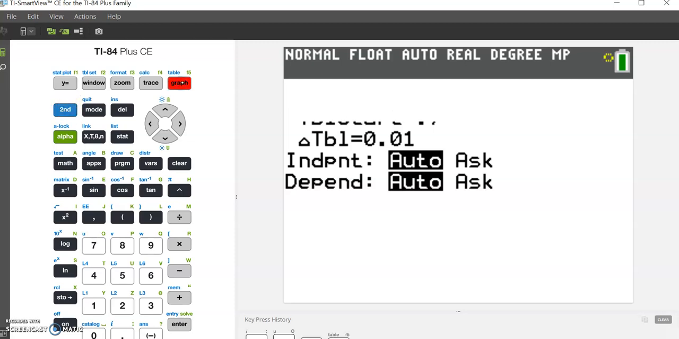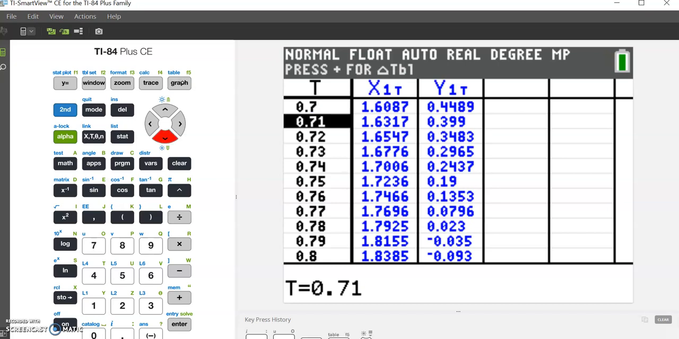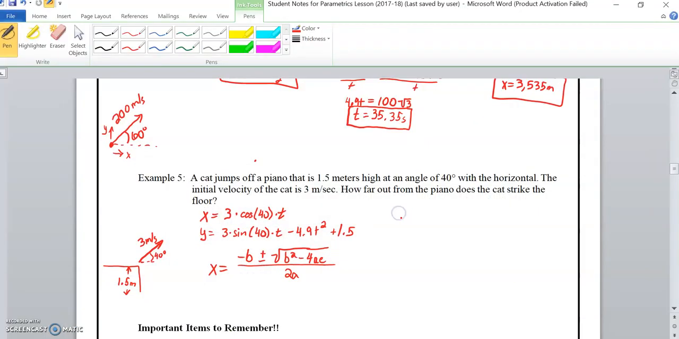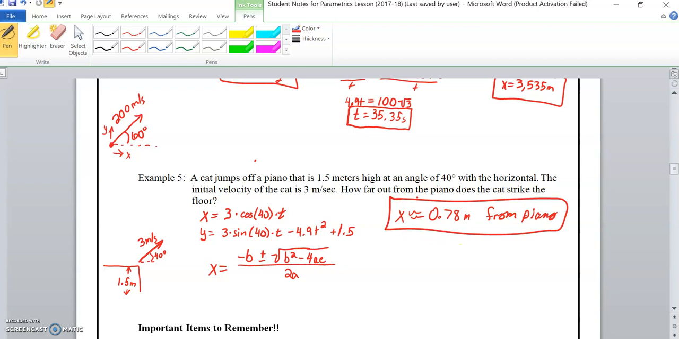So there's my 0.7, 0.71, 0.72, 0.73. What I'm looking for is for my height in the Y table to be 0 or change from positive to negative. So here we are from 0.78 to 0.79. That's roughly where it is. If you just use that as your estimate, you would say that x is about 0.78 meters from the piano. And that's good enough.